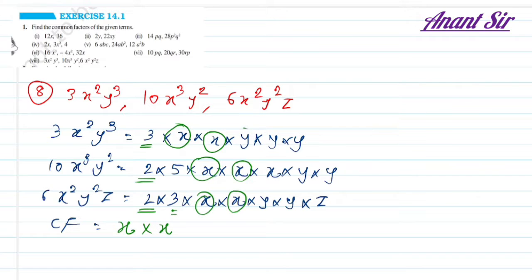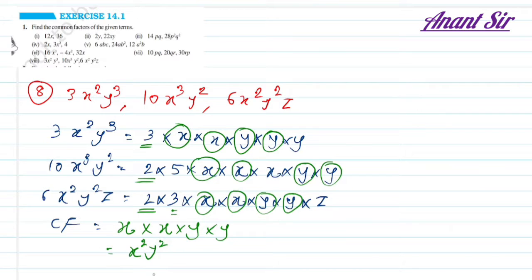Now I can take one y. It is also there in all the three terms. Can I take one more y? Yes, I can take one more y. So now I cannot take anything else. So this is our final answer. The common factor is x square y square. So friends, this ends question 1 for us.